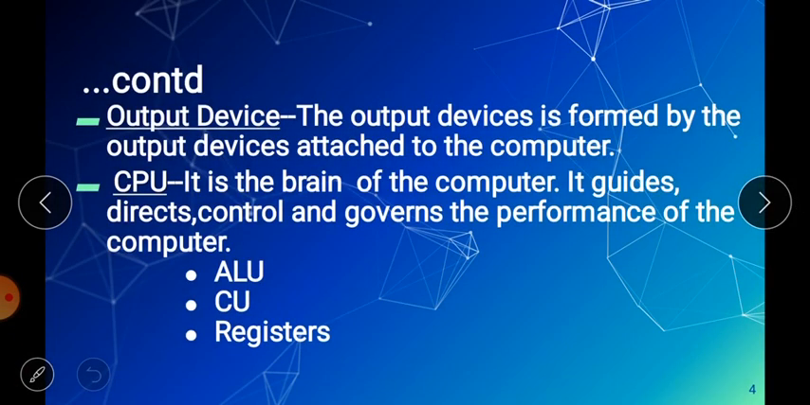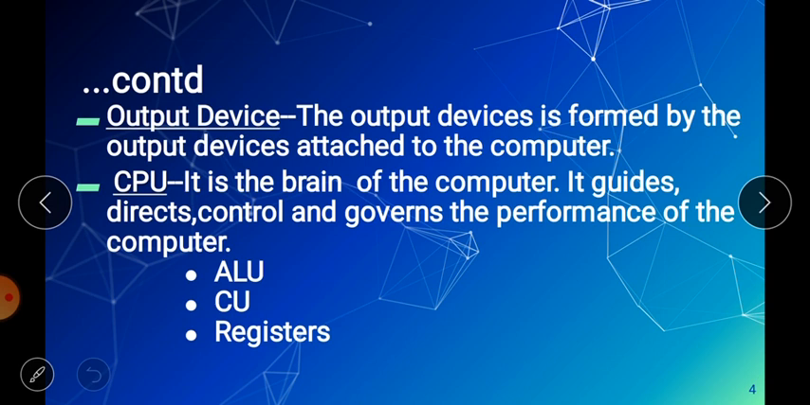Now moving ahead, the next is output devices. As you all know what output devices are, they are those devices with the help of which you get the processed output from the computer. And the next is the CPU. So what is the CPU? The CPU is the brain of the computer. Why is it called the brain of the computer?